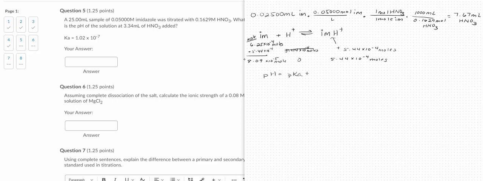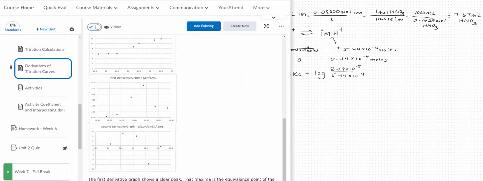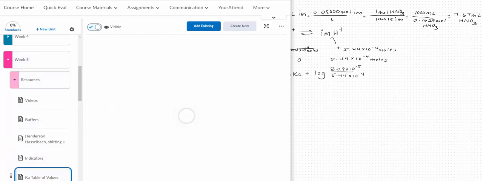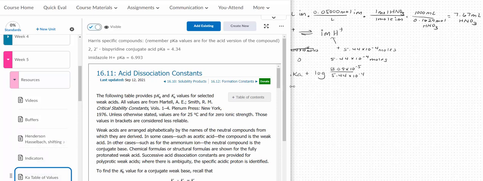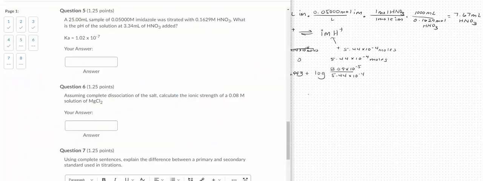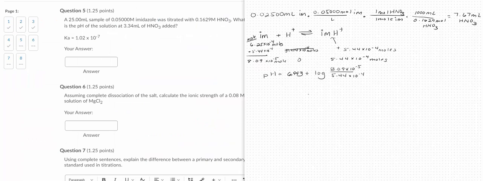So pH equals pKa plus the log of the base, 8.09 times 10 to the negative fifth, divided by the acid, 5.44 times 10 to the negative fourth. The pKa of imidazole, let's see, I'm going to go back over here to my resources, my Ka table, and imidazole is listed here as 6.993. So now I should just be able to do some algebra and figure out my new pH.